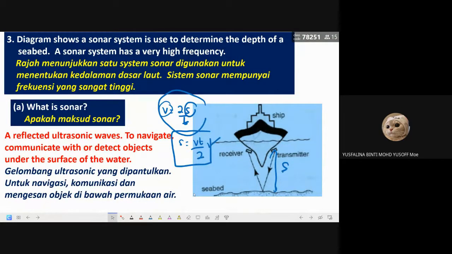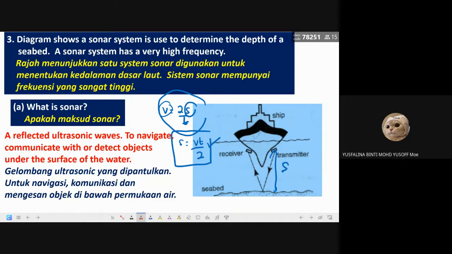A diagram shows a sonar system. A sonar system is used to determine the depth of the seabed. A sonar system has a very high frequency. What does sonar mean? Sonar is actually a reflected ultrasonic wave. Mostly what we use in our daily life is ultrasonic waves.